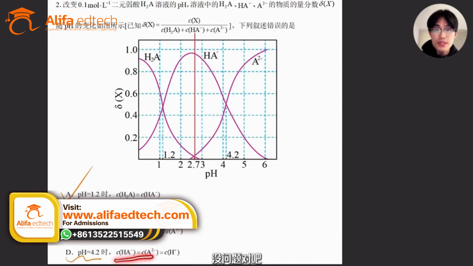This is the intersection. But is it equal to the hydrogen ion concentration? Not necessarily. So D is incorrect.